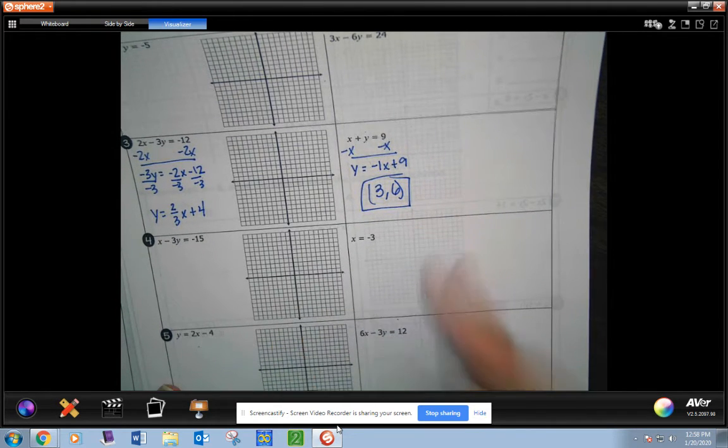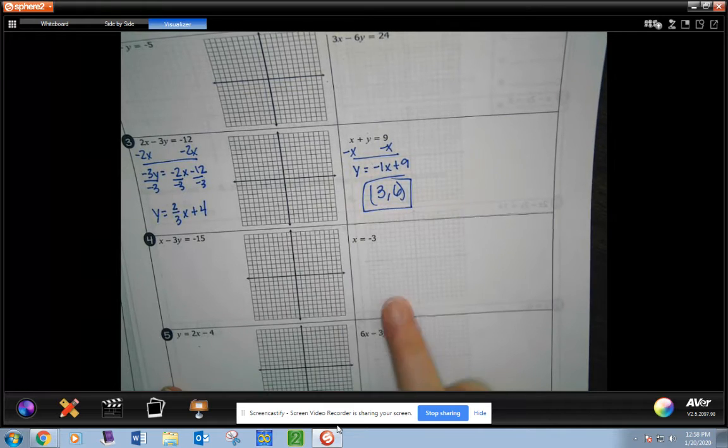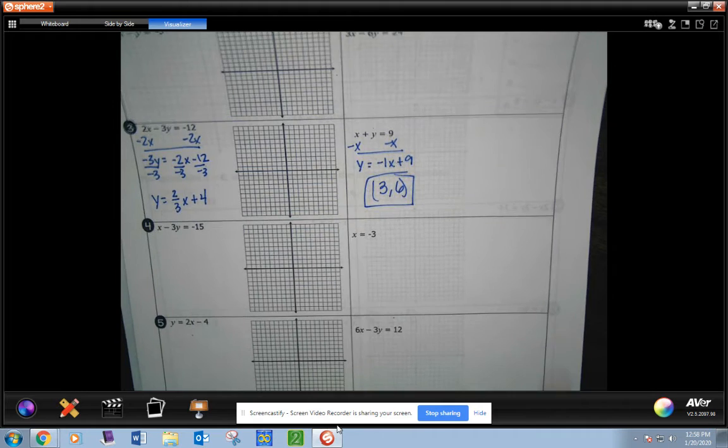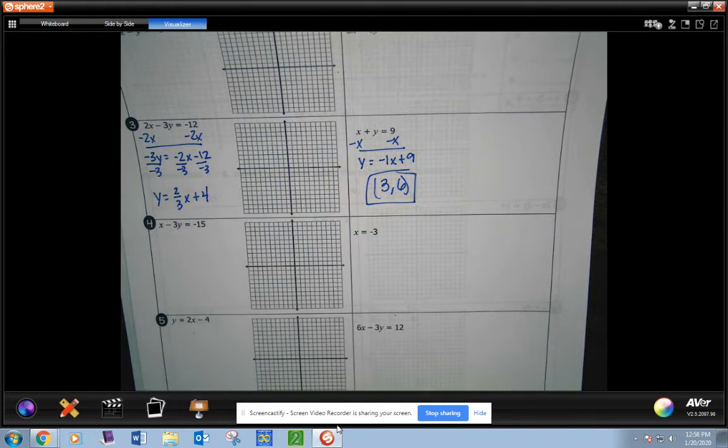Now I'm going to give you a hint because y'all are going to do number 4 on your own. You cannot put x equals in the calculator, so you're going to have to do number 4 by how we did it yesterday and actually graph it. Or you can just take this and plug it in and find out what y is.